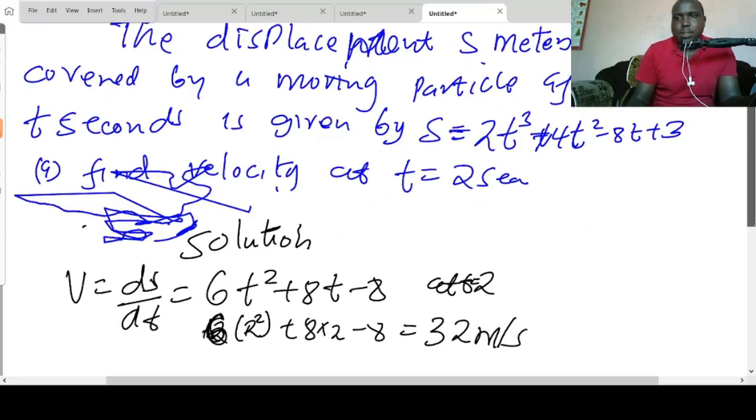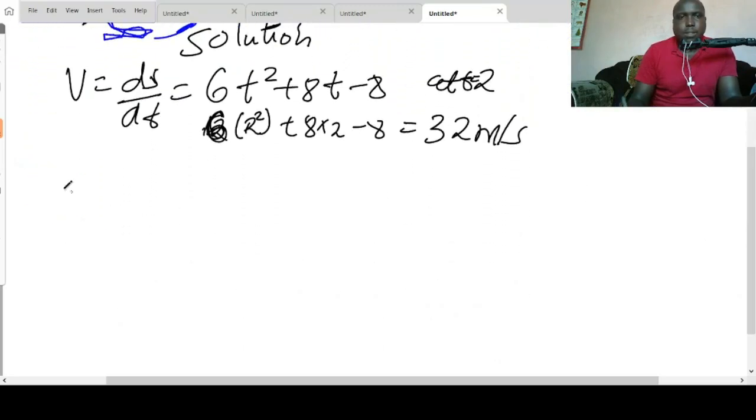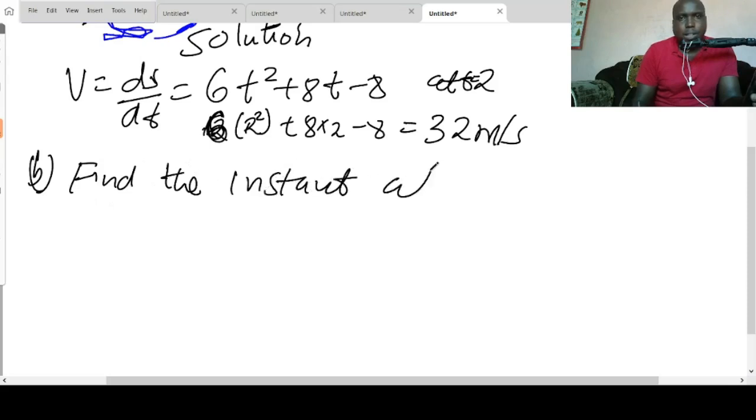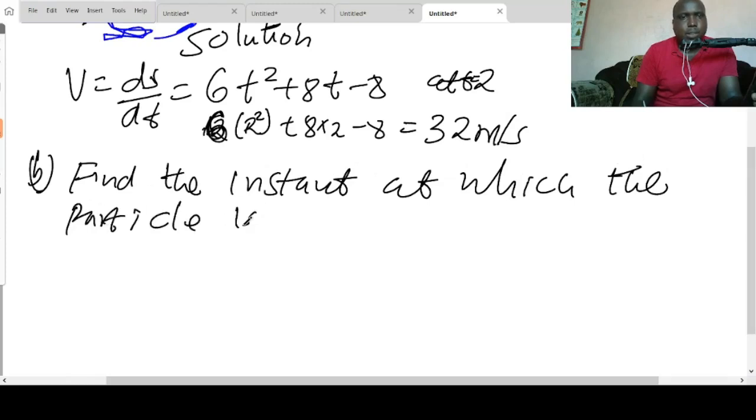Part B: find the instant at which the particle is at rest. Remember, a particle is at rest when velocity is equal to 0.